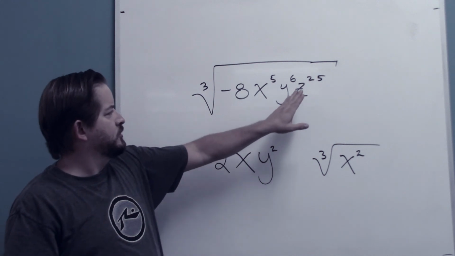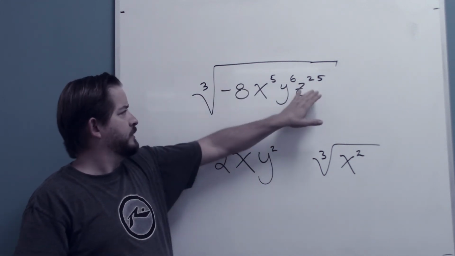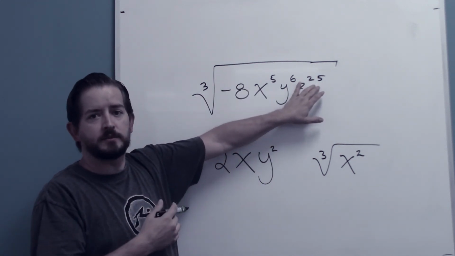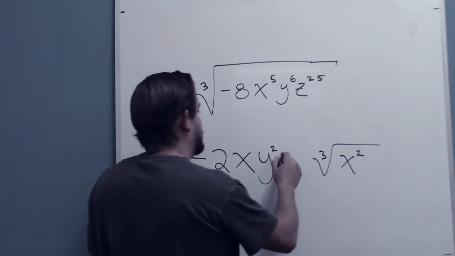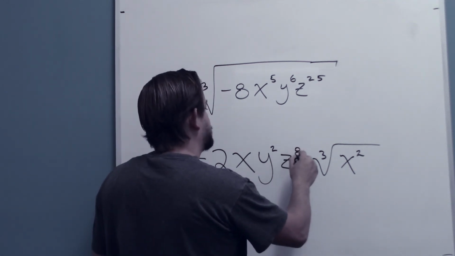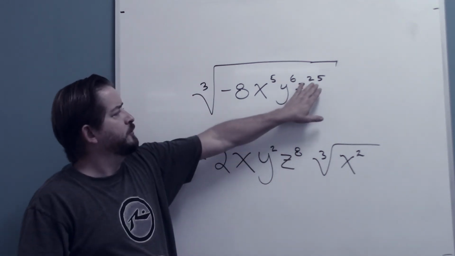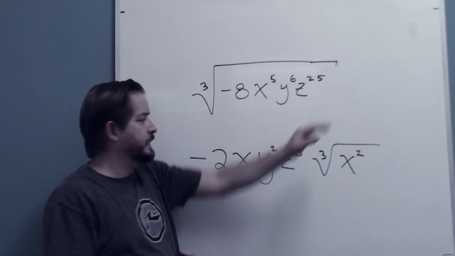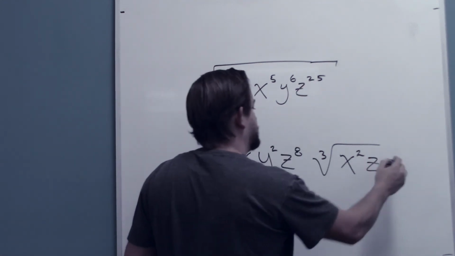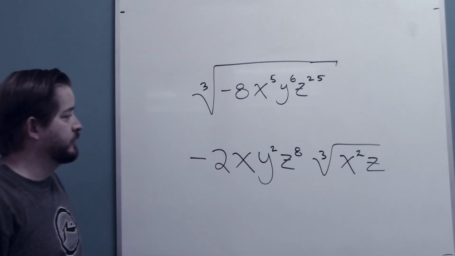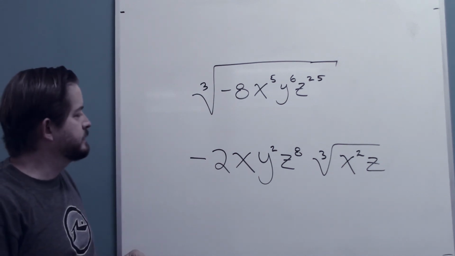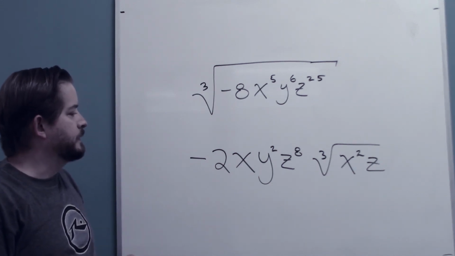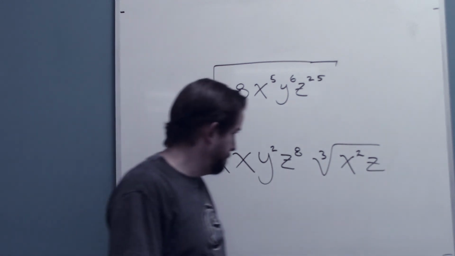And then 25 is not divisible by 3, but 24 is 8 times 3, and so I have z to the 8. There were 8 groups of 3, but I took 24 of them to make that, so there's 1 left over, and so I have a z under the cube root still. All right, good.